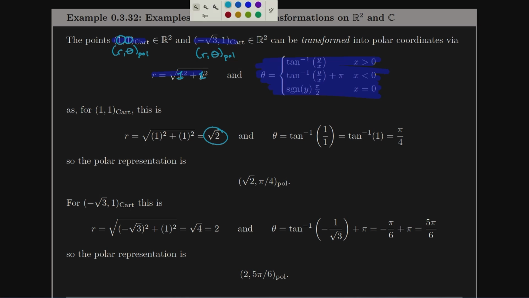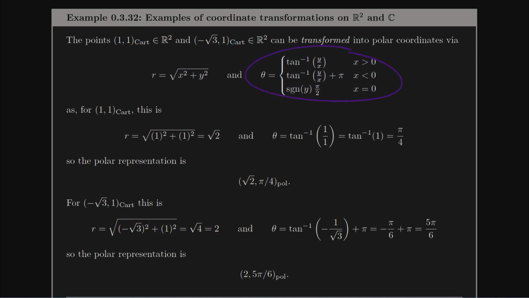And in the second case, I'm going to take negative root 3 and plug that in for x. Negative root 3, there it is. And I'm going to plug 1 in for y, and I end up with 2 for my second radius. And in terms of theta, well, I'm going to follow this particular map.